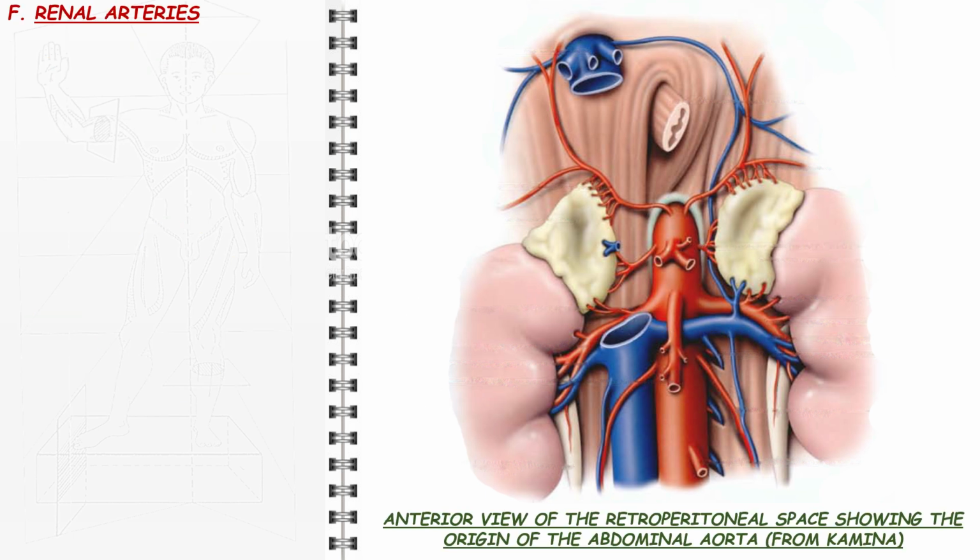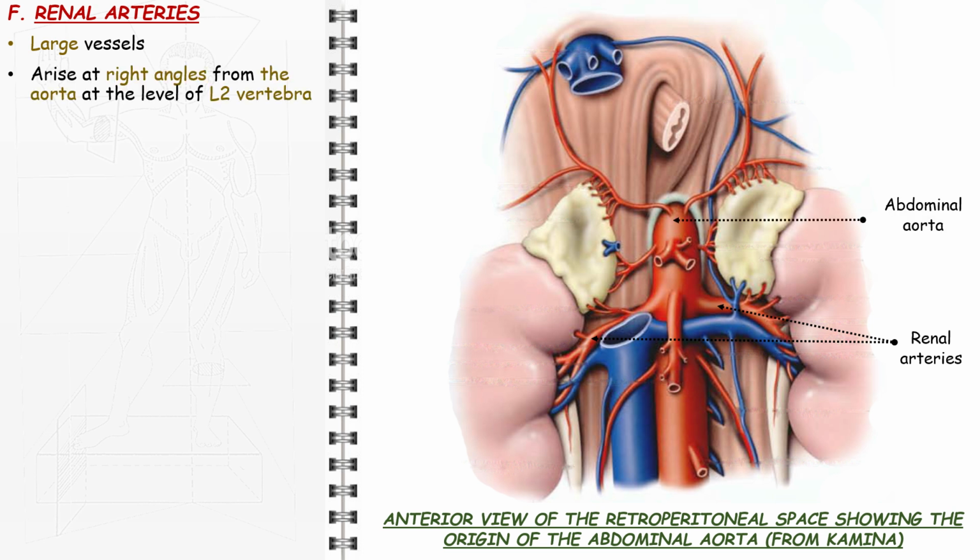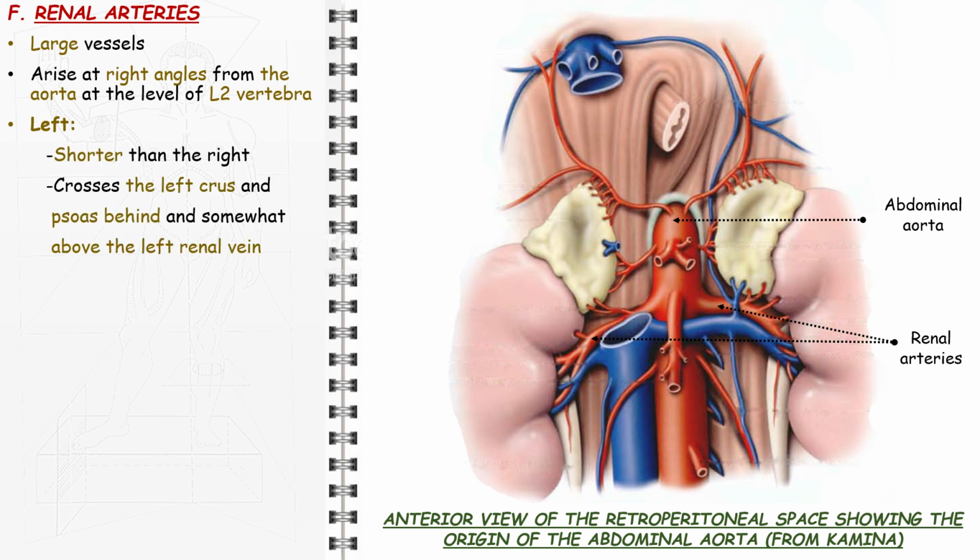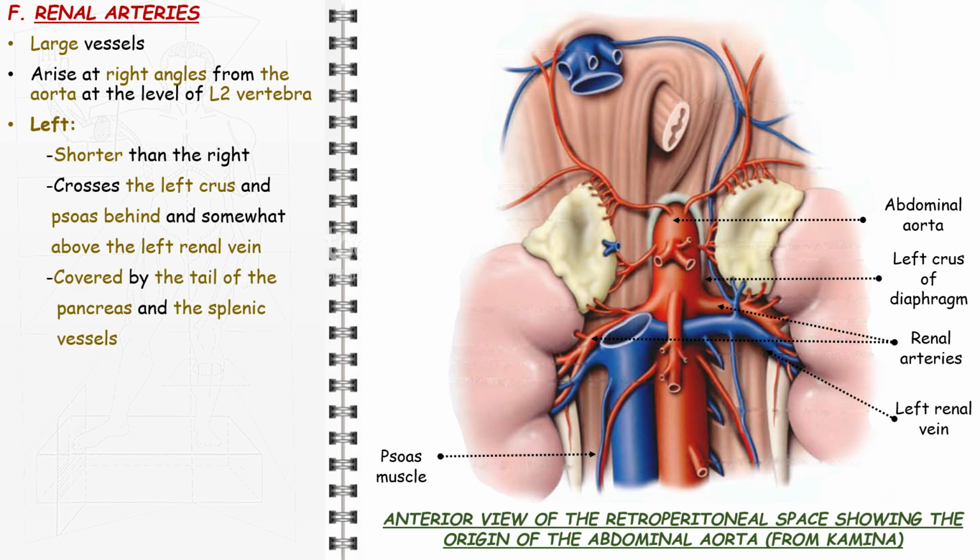The renal arteries are large vessels arising at right angles from the aorta at the level of L2 vertebra. The left artery is shorter than the right. It crosses the left crus and psoas, behind and somewhat above the left renal vein, both of which are covered by the tail of the pancreas and the splenic vessels.